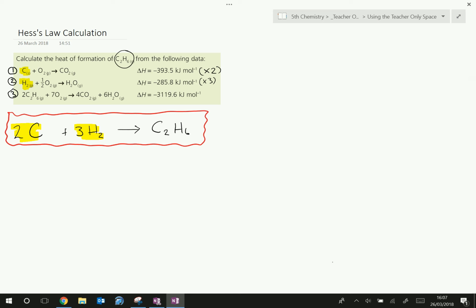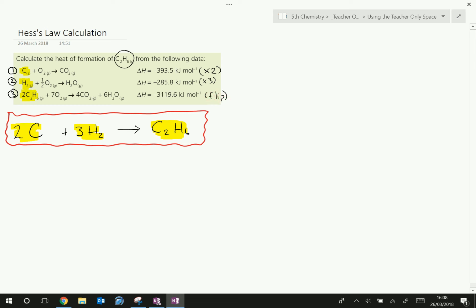Finally now, if I look at equation 3, what matches between equation 3 and my main equation? And it's the C2H6, the ethane itself. So first things first, do they appear on the same side of the arrow as each other? So in equation 3, the C2H6 is on the left of the arrow. In the main equation, C2H6 is on the right hand side of the arrow. So they're on opposite sides. So that means I'm going to have to flip this equation around.